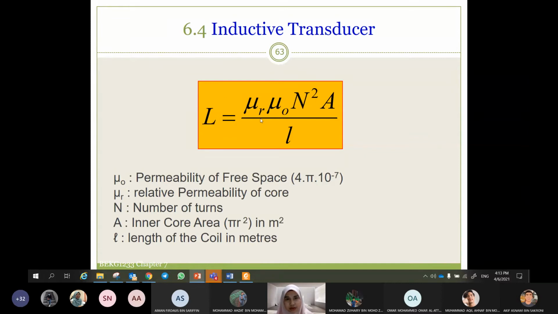Inductance is equal to mu r mu naught N squared A over L. Mu naught is the permeability of free space, a fixed value; free space is air. Mu r is the relative permeability of the core, usually given. N is the number of turns. A is the area, or pi r squared, in meters. L is the length of the coil in meters.